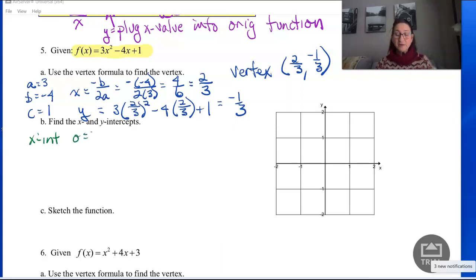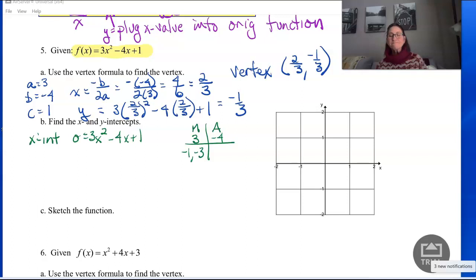So it's going to be 0 is equal to 3x squared minus 4x plus 1. So I'm looking for what can I multiply that gives me a +3 that adds to a -4. Okay, -1, -3. So I'm going to use that to split my middle term. So I've got 3x squared minus 1x minus 3x plus 1. Use grouping.